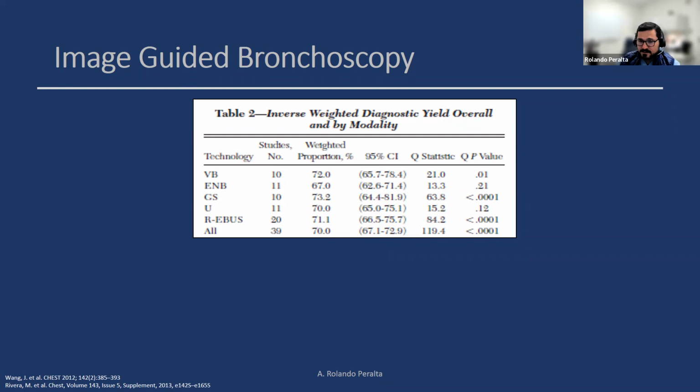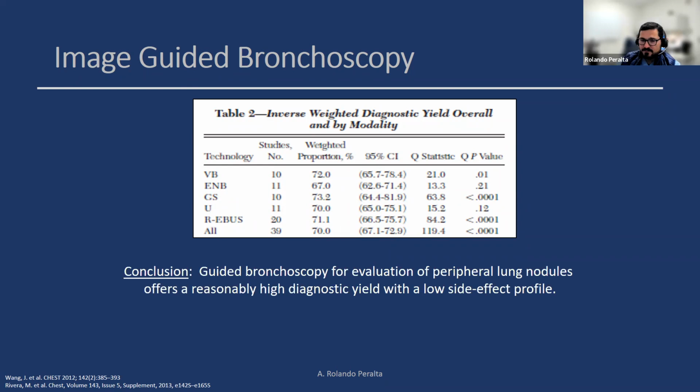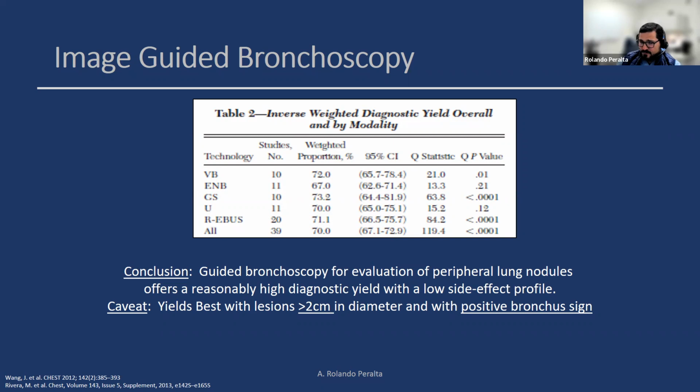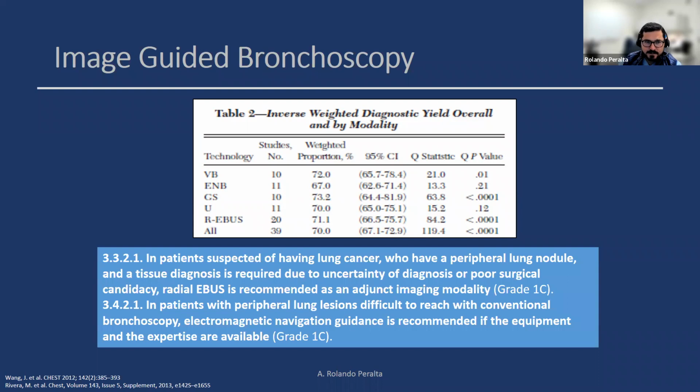But the conclusion is guided bronchoscopy for peripheral lung nodules offers reasonably high diagnostic yield with a low side effect profile, and they're recommended on guidelines. The yield is best if the lesion is larger and you have a bronchus sign. That's it about bronchoscopy.